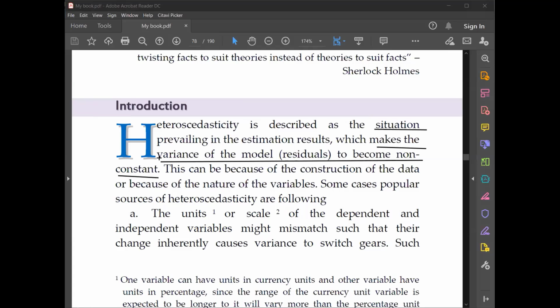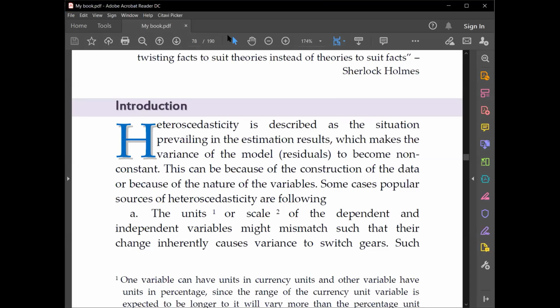It means when you estimate an OLS model and you plot a residual square versus independent variable plot, you will notice that there are patterns. And if there are patterns, it means there is heteroskedasticity. This is because of the construction of data or because of the nature of the variable. So there are many reasons for this. Here we are talking about a few of the popular reasons, and I will try to give reasons for all of them. Some popular reasons are the following.